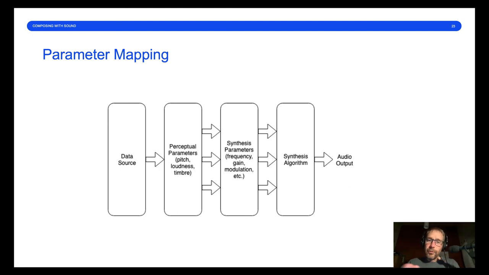So this would make sense. It would be a logical kind of design process to think about what those perceptual parameters that we want to affect are, and then figure out what parameters in the synthesis algorithm we need to modify in order to achieve those effects.